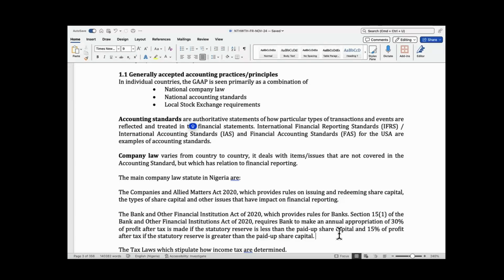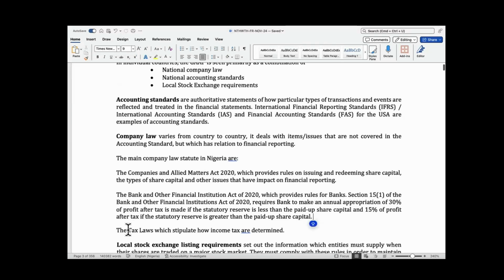It's not in any accounting standard, but it's in BOFIA. So it has an input in financial reporting or in the preparation of financial statements for banks. So company law really is also a gap because of these sections that prescribe how you treat certain items in the financial statement. Another one is the tax law.